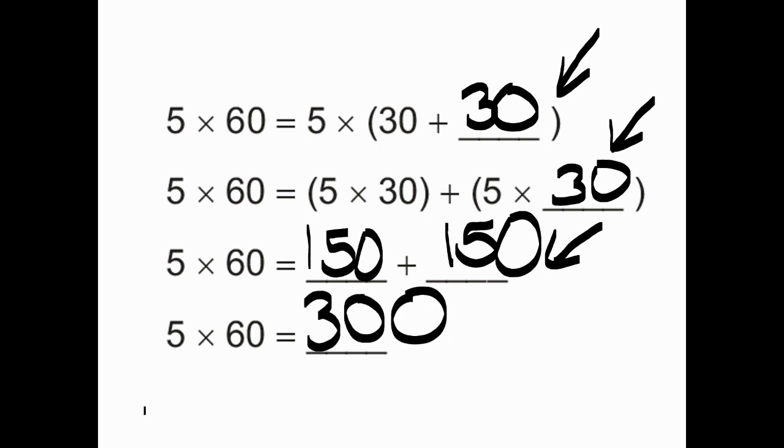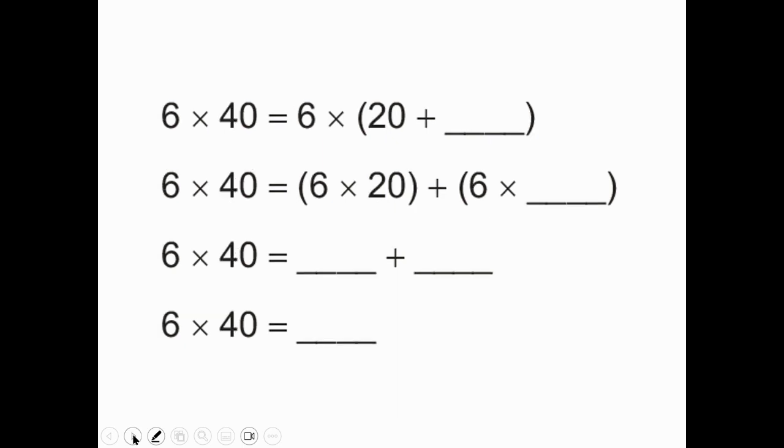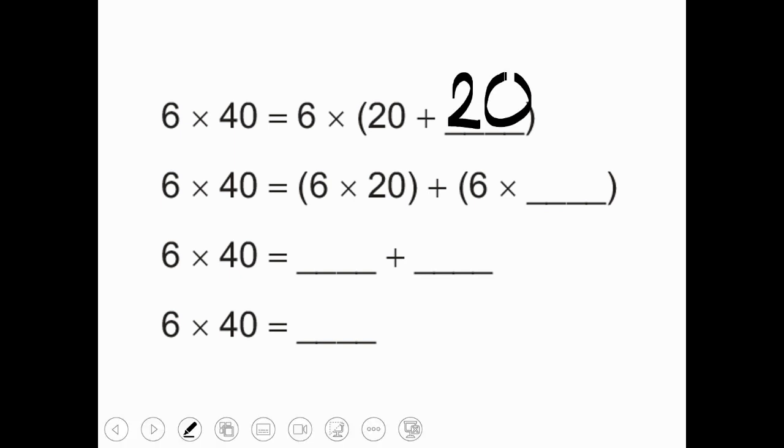All right, let's continue with the practice. Remember, at any point, you can pause the video and practice it on your own to see if you understand it. But remember, with the distributive property, there's only 3 steps. First, break apart one of the numbers. Second step, multiply. Third step, add them back together. All right, here, of course, I'm going to break the biggest number apart, which is 40. I'm going to break the 40 into a 20 and a 20.